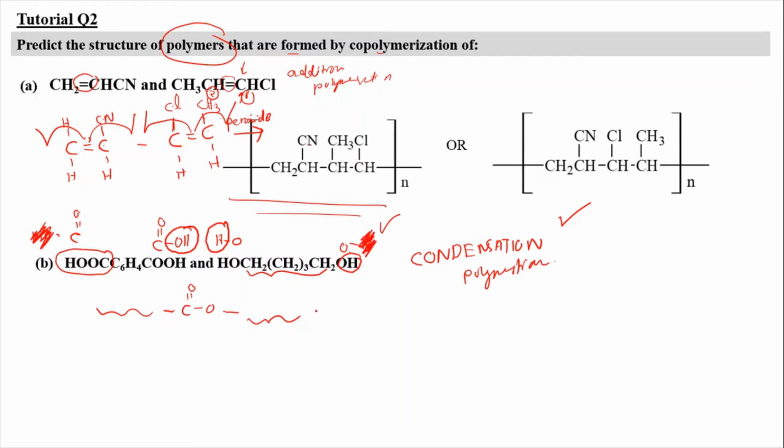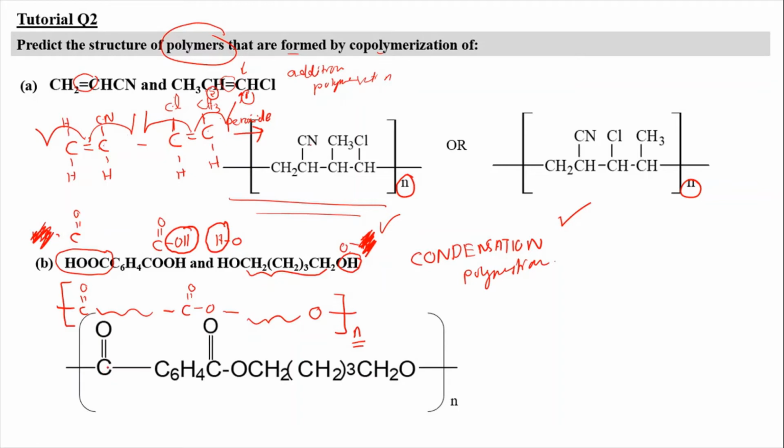So we're going to end up with O and a bracket here, and C double bond O and a bracket here. And then for our polymer, we need to write the N. Remember to include the N at the end. So our answer is going to look something like this.